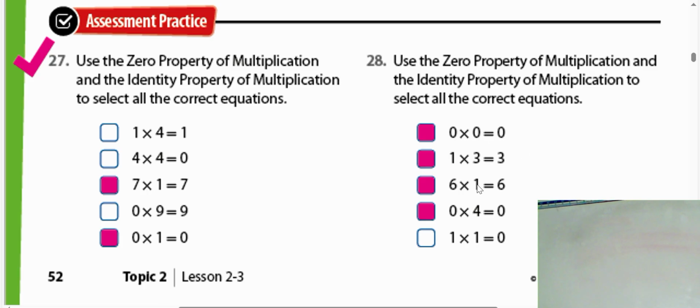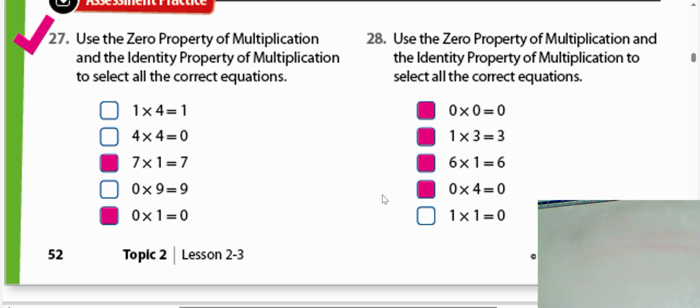0 times 0, 0. 1 times 3 equals 3. 6 times 1, 6. 0 times 4 equals 0. Okay.